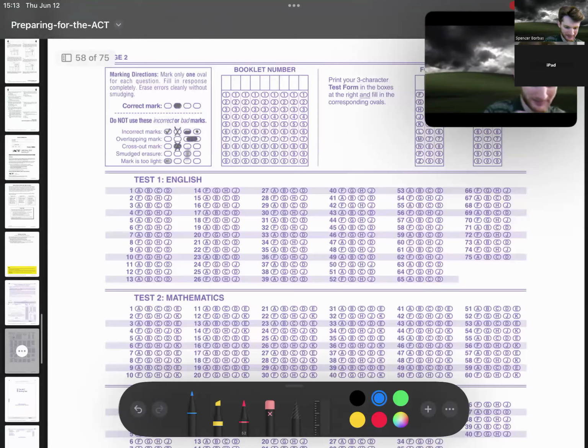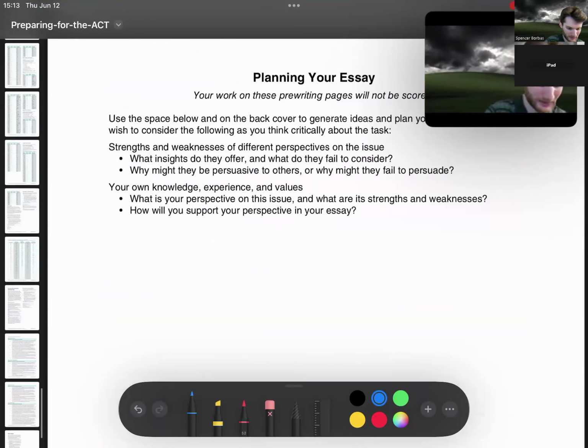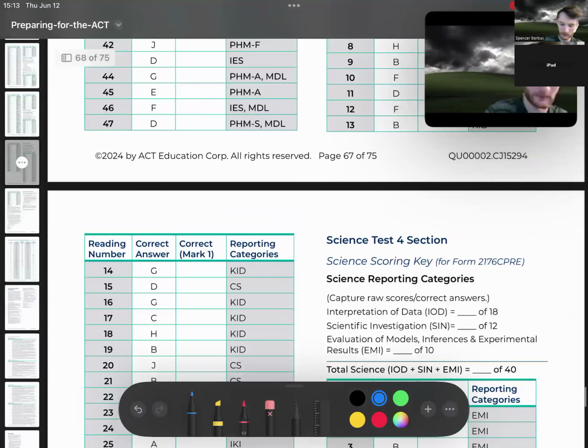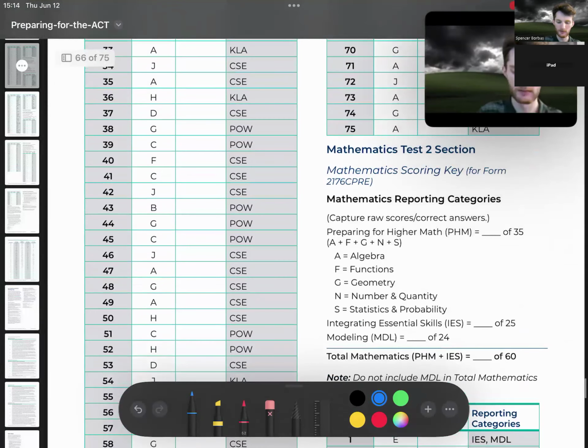Oh, there's the bubbles here. Okay, science, mathematics test, two section. When I took the ACT, one of the math scores I got was 33 out of 36. I don't think I made that again.